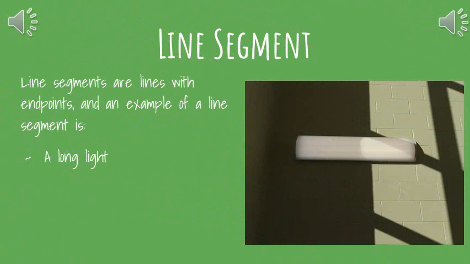Line segments are lines with endpoints. An example of a line segment is a long light. Go to the next slide.